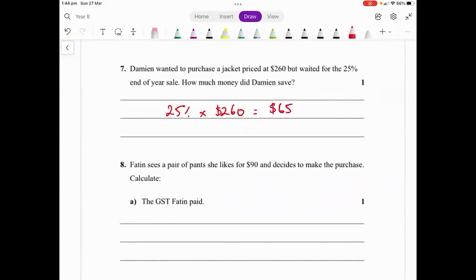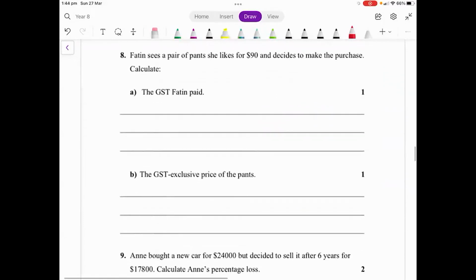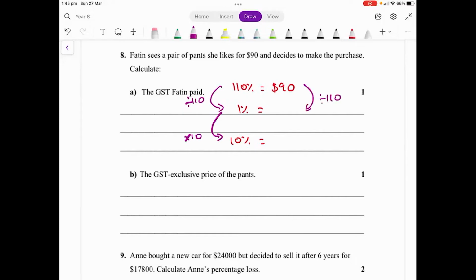Question 8 says that a pair of pants cost $90. Calculate the GST. Well, if it costs $90, that means the selling price is $90. So 110% must be $90. Using the unitary method, you find 1% first, then 10%, and that gets you $8.18.